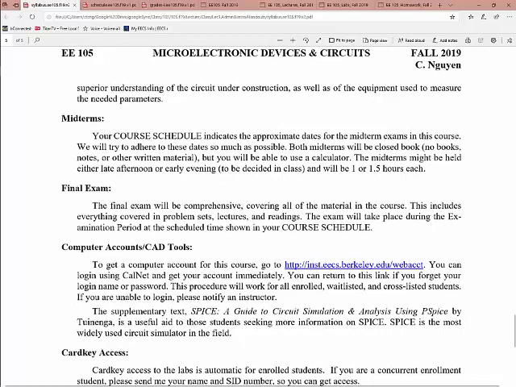Midterms I already talked about. They'll both be closed book, so no books or other written material. I'll let you have a calculator. So that's the thing I'll mention: if you do not have a calculator, buy one now. They're very cheap, I think.